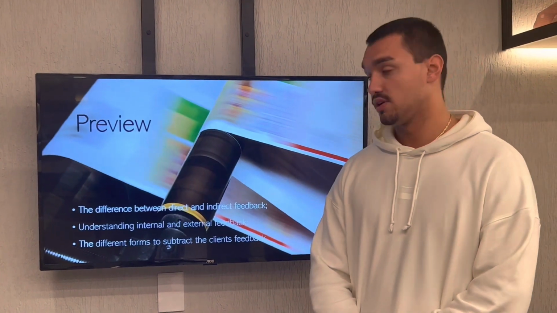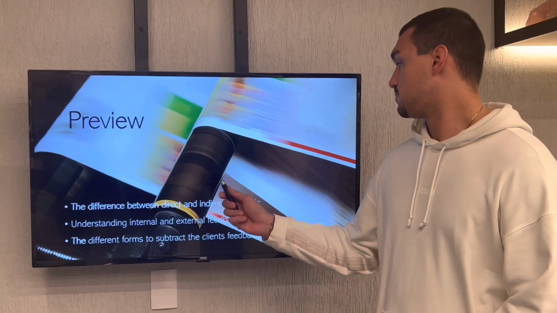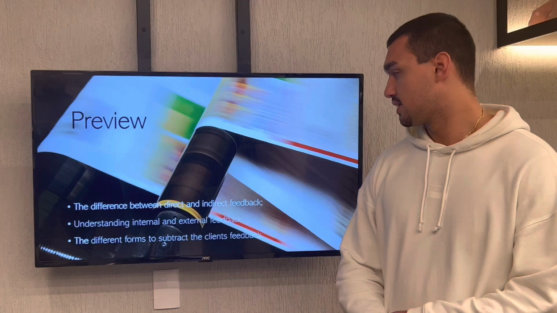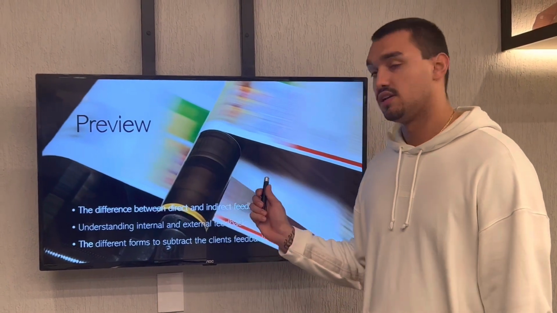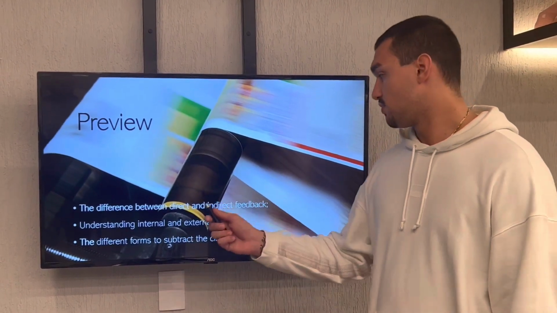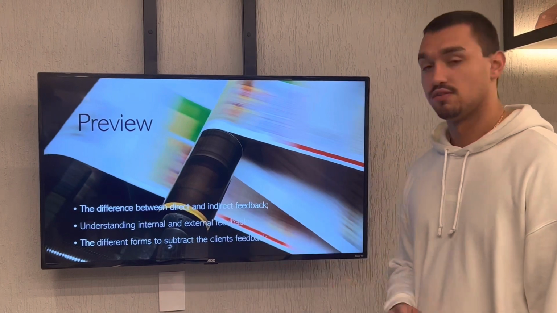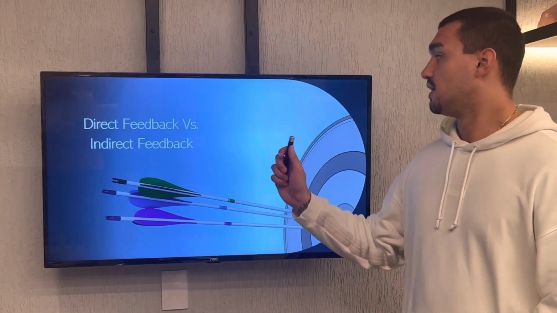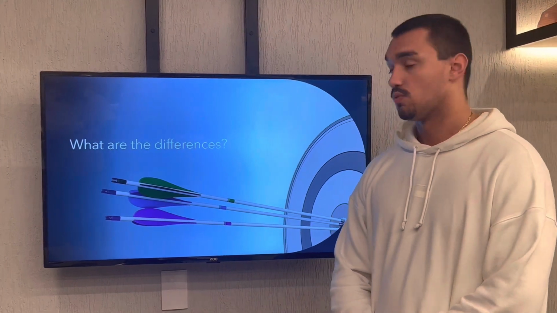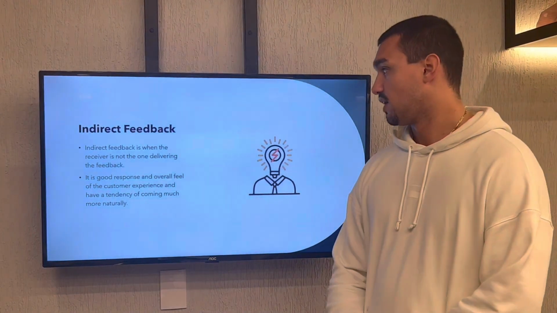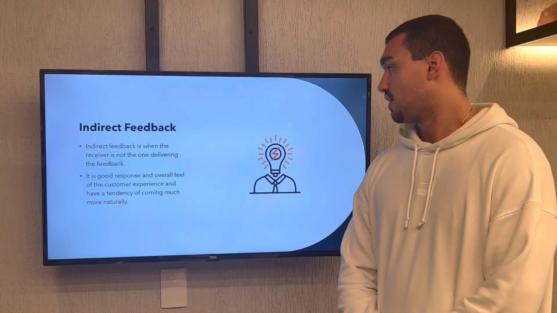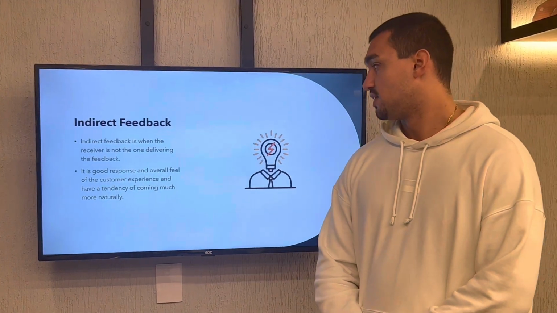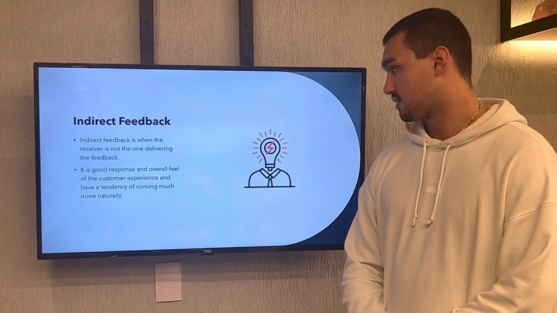Today we will be covering the difference between direct and indirect feedback, understanding internal and external feedback, and the different forms to extract it from the clients. Direct and indirect feedback. What are the differences? Indirect feedback is when the receiver is not the one delivering the feedback.